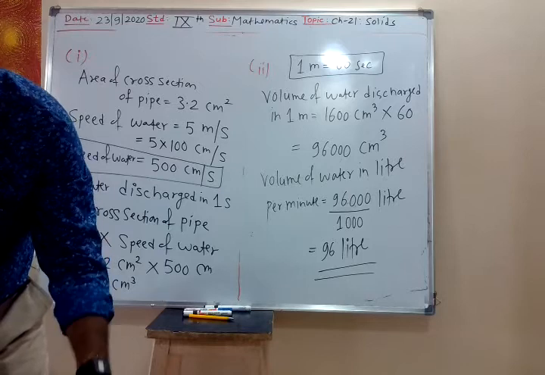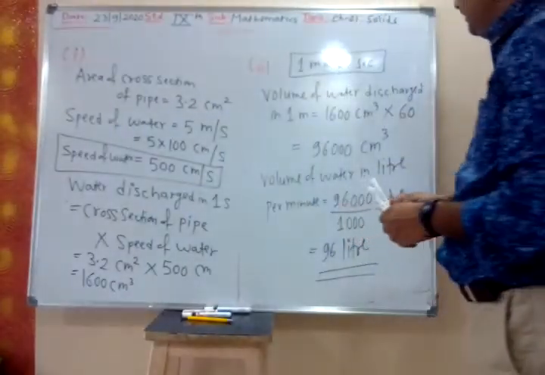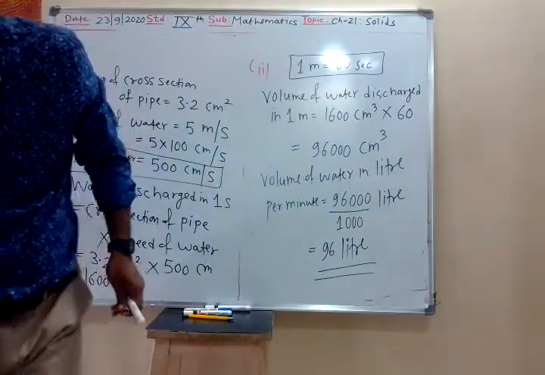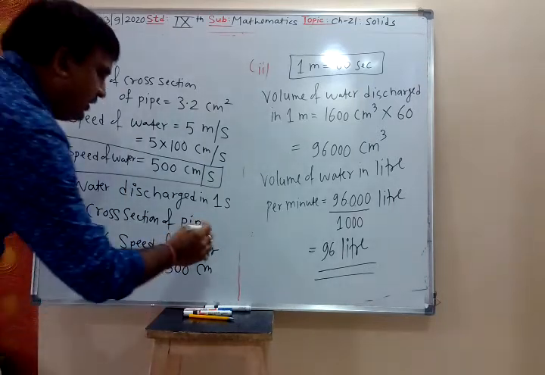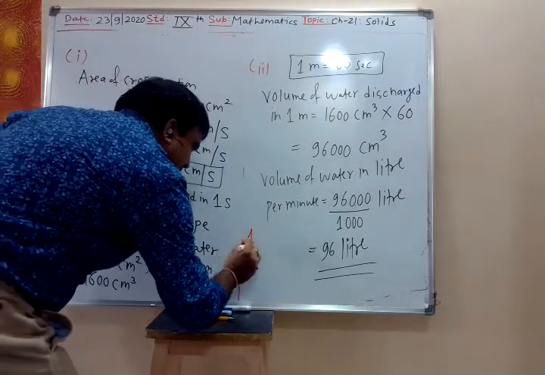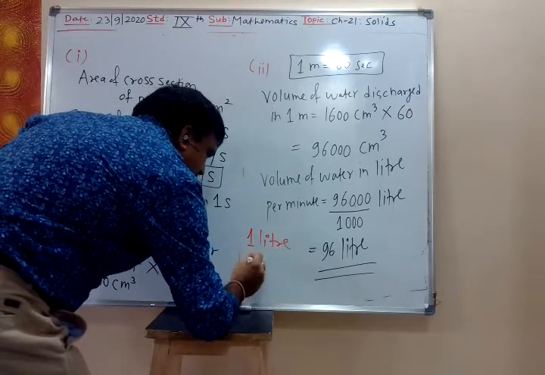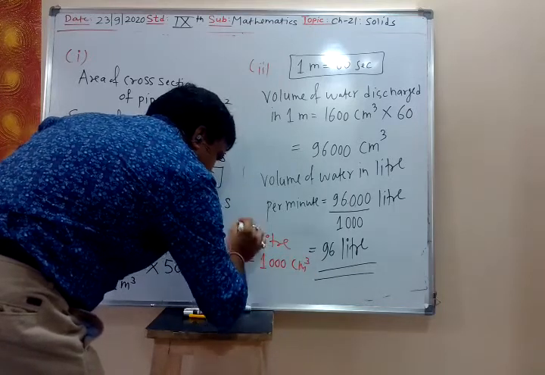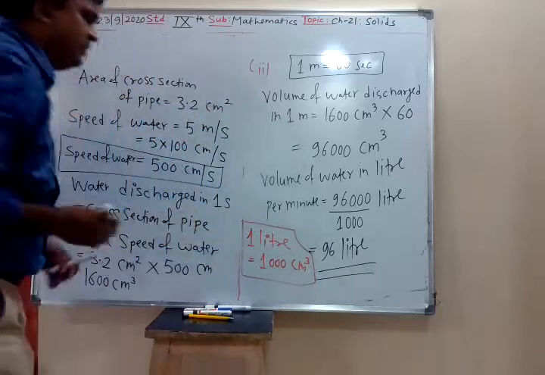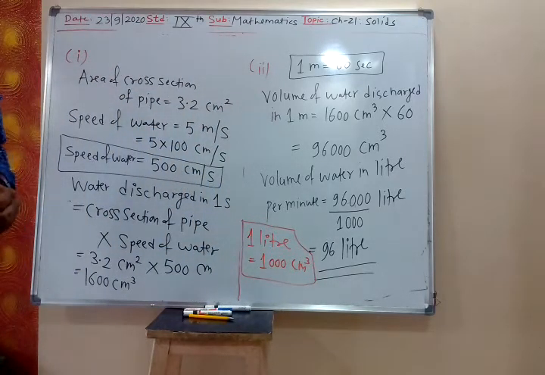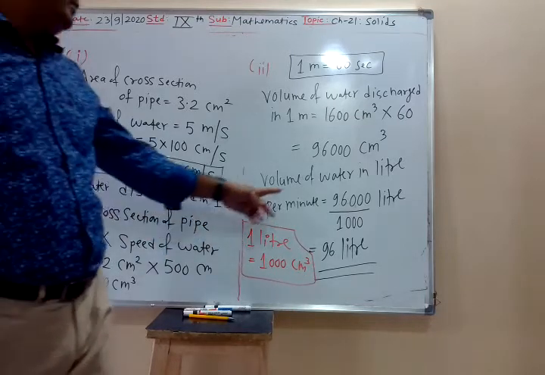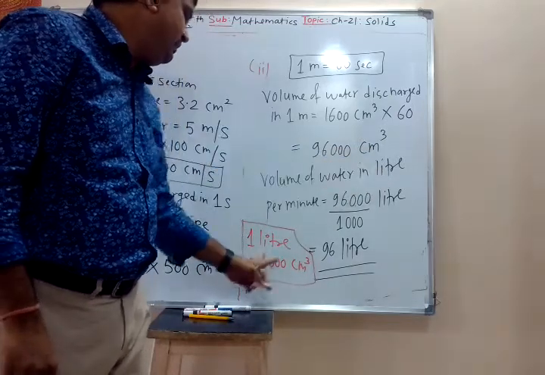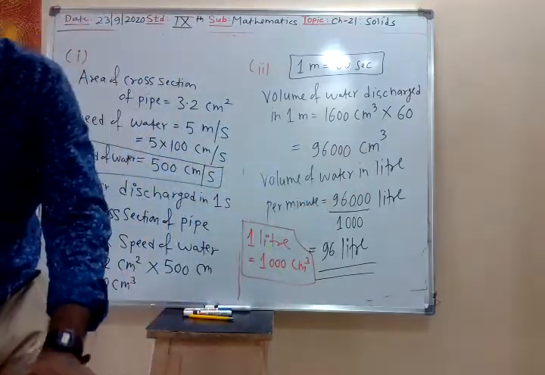So this note you write somewhere. That 1 liter, see here. This note you write, and remember 1 liter is equal to 1000 centimeter cube. Even though you have studied in 3rd standard, I have to revise. 1 liter is equal to 1000 centimeter cube. So this is 96,000 centimeter cube. To convert this into liter, we divide by 1000. So we get 96 liter.